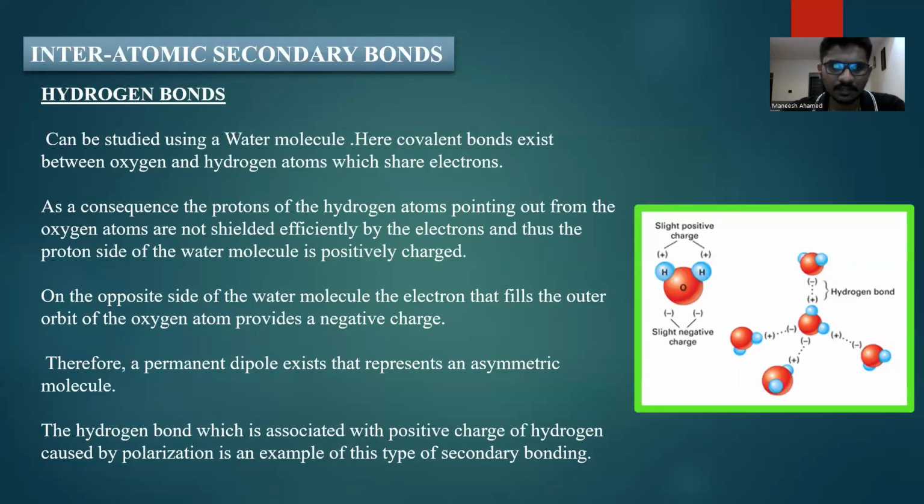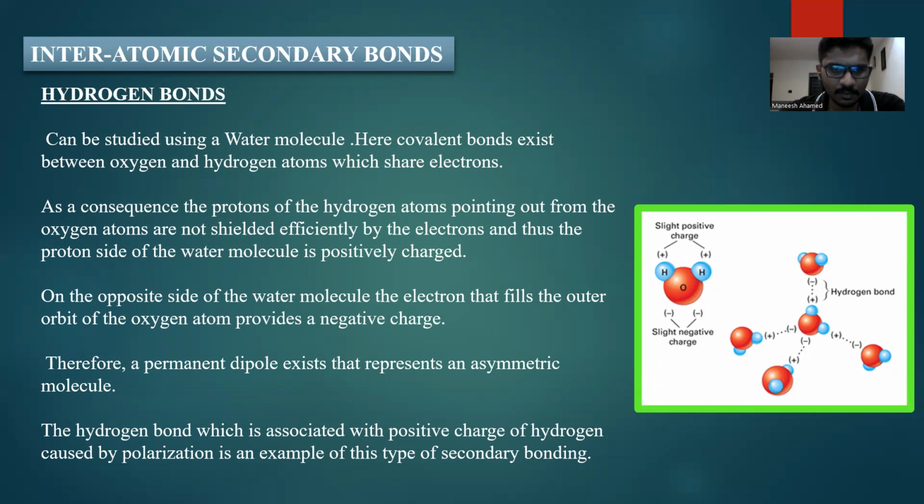And there are certain other bonds which exist in between molecules, that is, the interatomic secondary bonds. One of the important interatomic secondary bonds is the hydrogen bond, which exists in water. This hydrogen bond can be studied using the water molecule. Here, covalent bonds exist between the oxygen and hydrogen atoms, which share electrons.